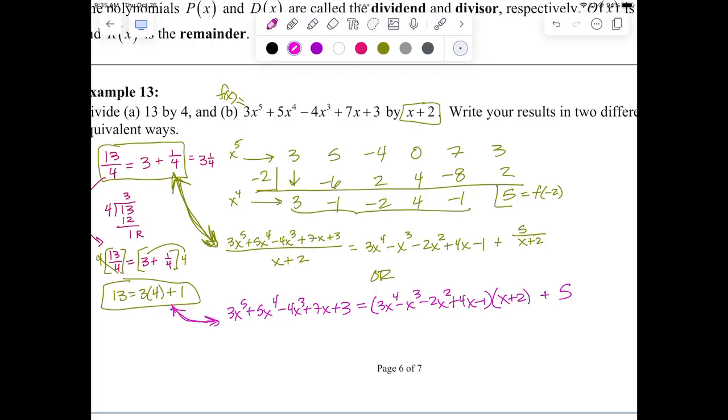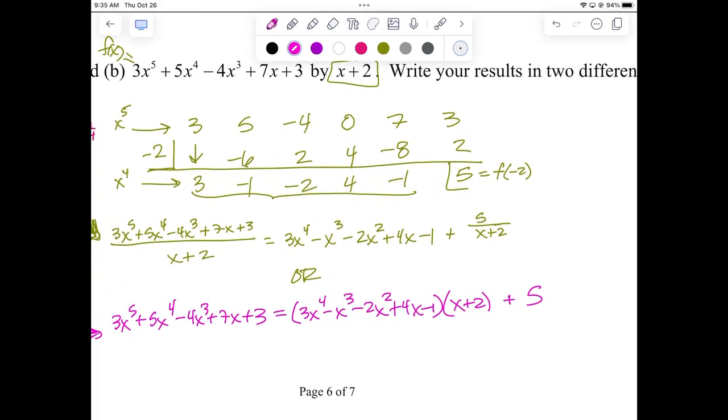The top one in green is basically saying 13 divided by 4 goes in 3 full times plus 1 left over out of 4. The bottom line says 13, the number, is 3 times 4 plus the remainder of 1. So which way would you prefer? They both mean the exact same thing. This one here is probably the one I'd ask for.